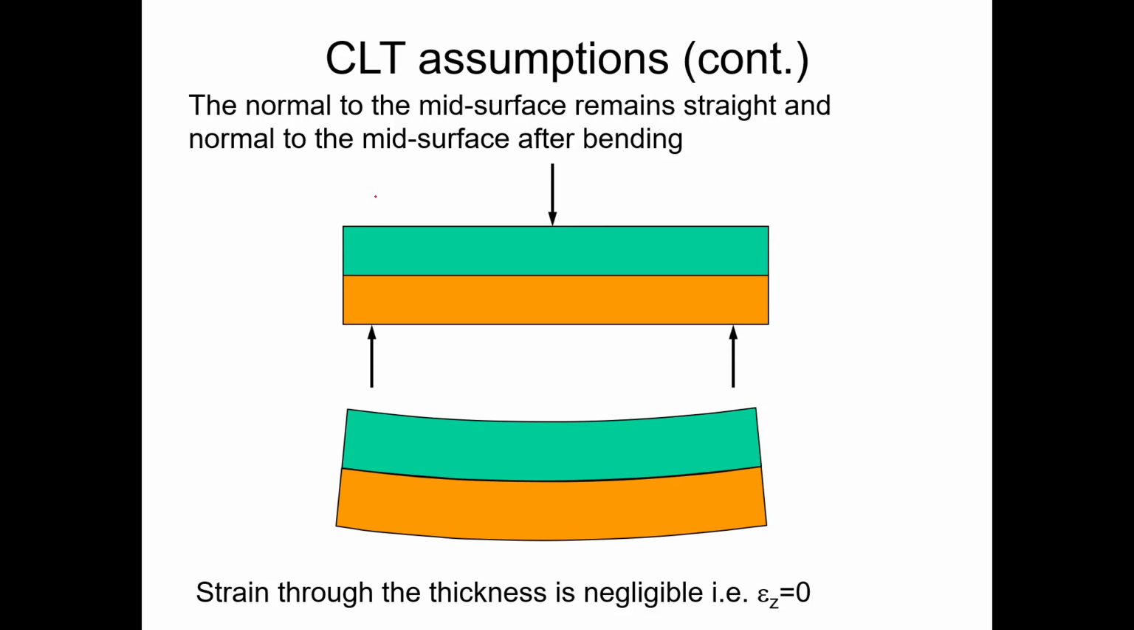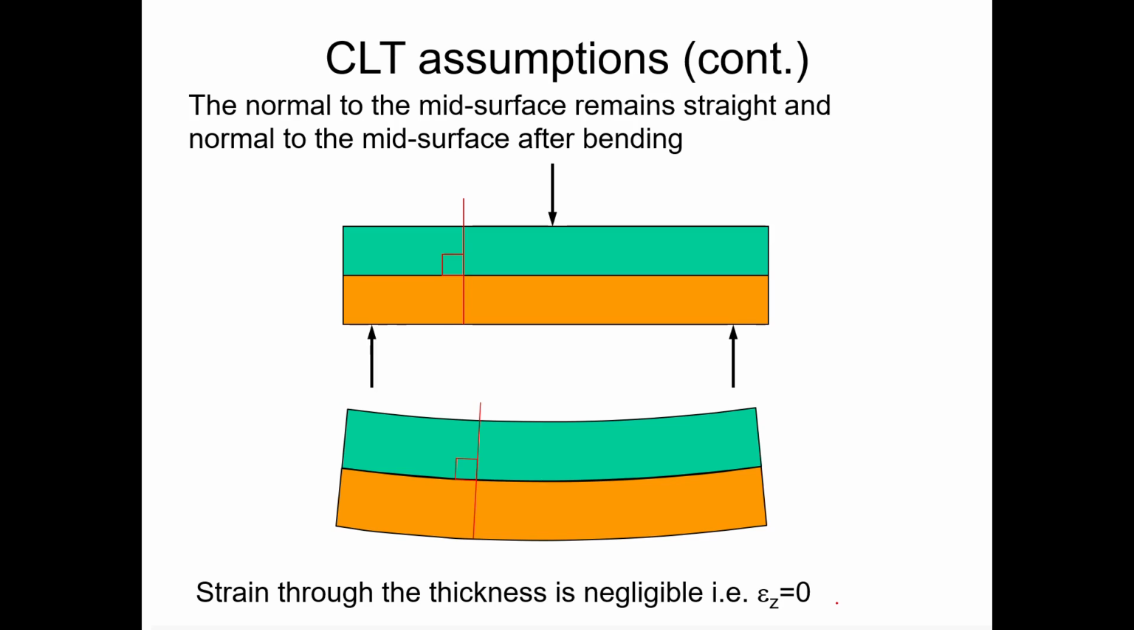And secondly, we assume that the normal to the middle surface remains straight and normal to the middle surface after bending. For example, at the beginning, the straight beam, you have a straight line, okay? Basically normal, perpendicular to your middle surface. And after you bend the sample, this straight line will still be perpendicular to the middle surface, the neutral plane.